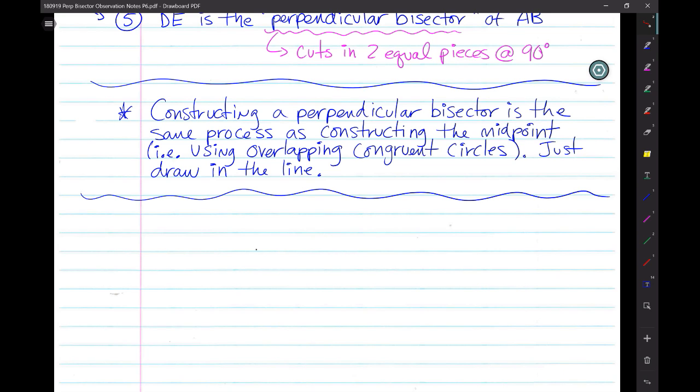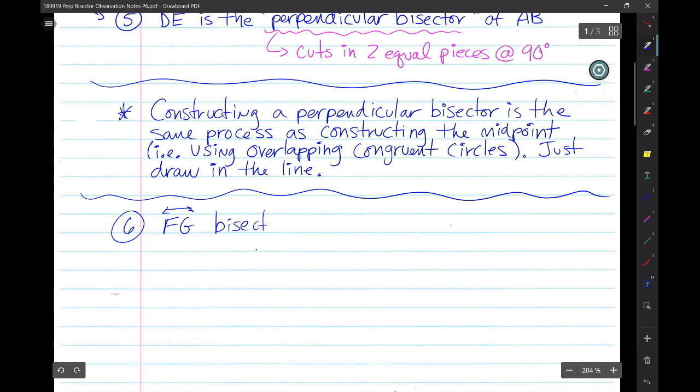And let's notate what we did this last part of our observation. So the next observation that we want to make is observation 6, which is that line FG, and we want to use our proper notation. Again, you're going to need to be able to read, write, and speak in geometry language. So line FG bisects segment DE.